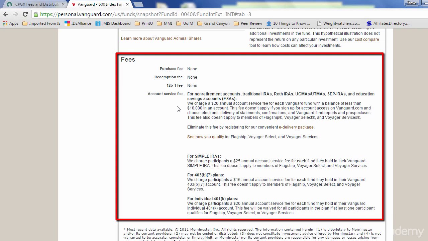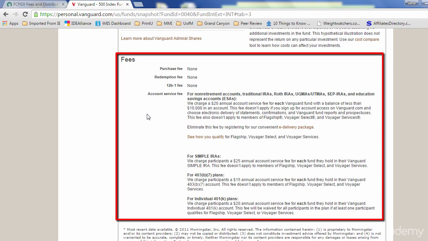Now they do have an out for you. It says this fee does not apply if you sign up for account access on Vanguard.com and choose electronic delivery of statements. So this is a way they're trying to encourage you not to get paper statements, to get them sent to you electronically. And if you do that, they're going to waive this $20 fee for you. So that's kind of a way that they're trying to get you to invest in a certain way. But if you like your paper statements and you've got less than $10,000, well, you're going to be paying $20 a year.